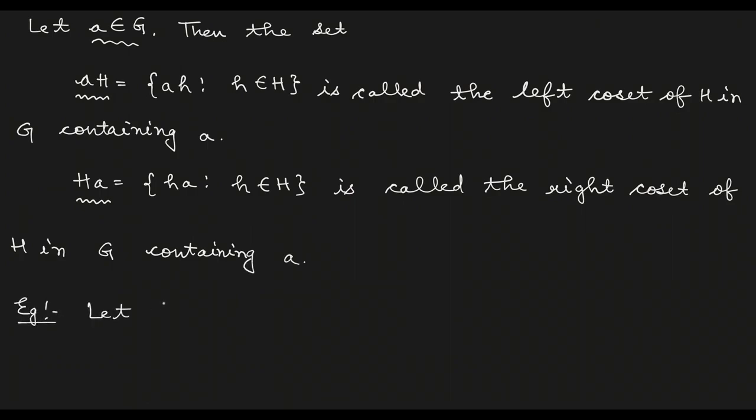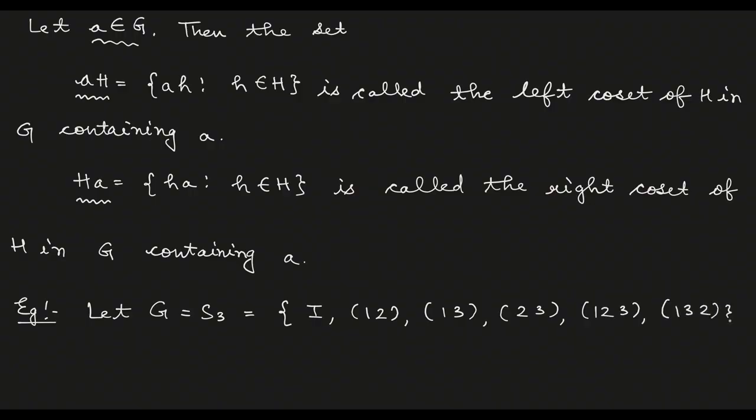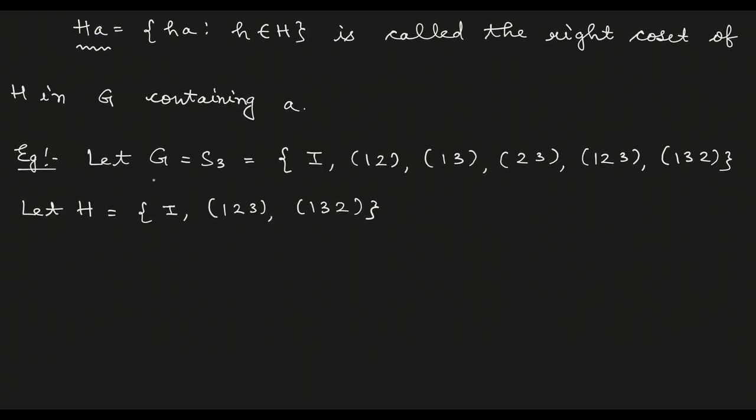Now example, let G equal S3, the symmetric group with 3 symbols. Its elements are identity, (1 2), (1 3), (2 3), (1 2 3), (1 3 2). Now let H equal {identity, (1 2 3), (1 3 2)}. Let us pick one element from G. Let a equal (1 2). This belongs to group G. Now left coset.